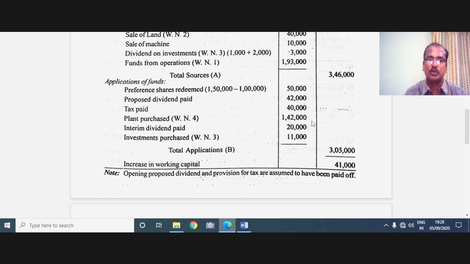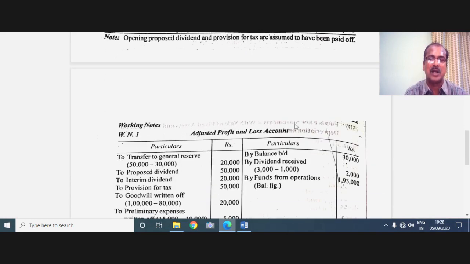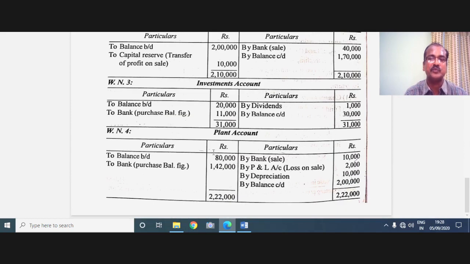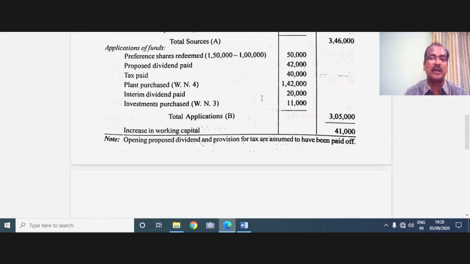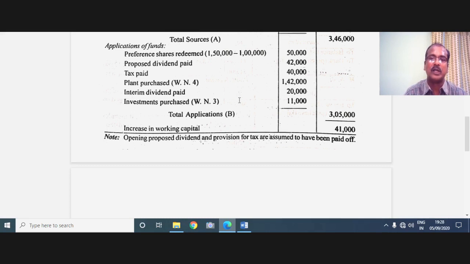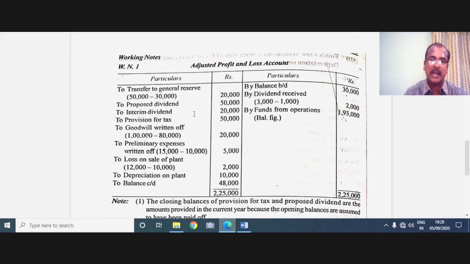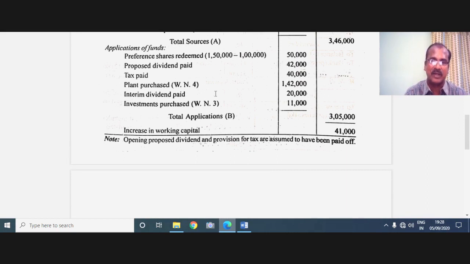Plant purchase 1,42,000, which we found by preparing the plant account. Please have a look at the plant account. See, in the plant account, to bank 1,42,000 rupees. Similarly, to bank investment purchase 11,000 rupees, both would have been recorded here. What is this? Interim dividend paid. Yes, interim dividend should have been provided through the P&L account and also paid this year. So it was debited in the P&L account and it has been recorded in the application of funds as well. So the total application of funds comes to 3,05,000.